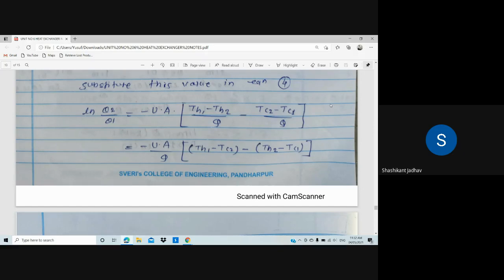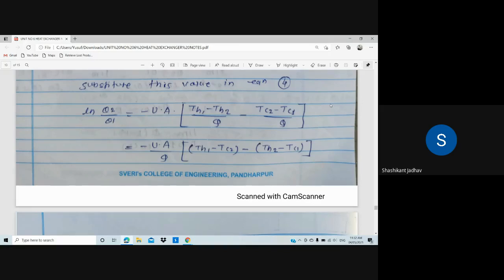Now substitute this value in equation number 4. We have to put the values of 5A and 5B, 1 upon CH and 1 upon CC, in equation number 4. So substitute the value in equation number 4.